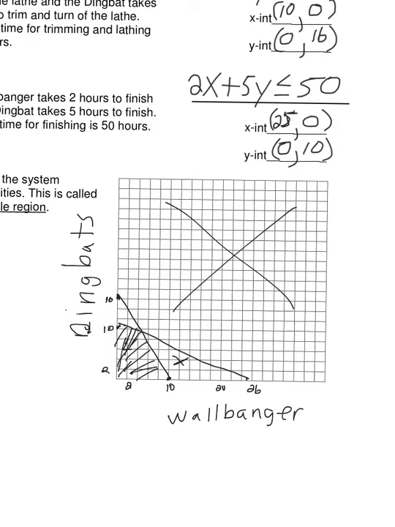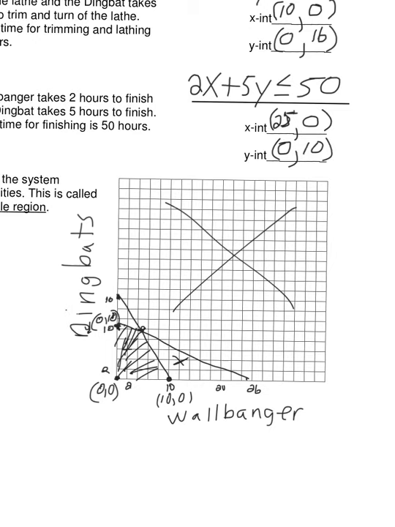Okay, so that creates 4 corners. One here, one here, one here, and then my intersection, which is there. Okay, the coordinates for this first one are 0, 0. This one is 10, 0. Over here we have over 0, up 10. And then finally we've got to find that intersection.